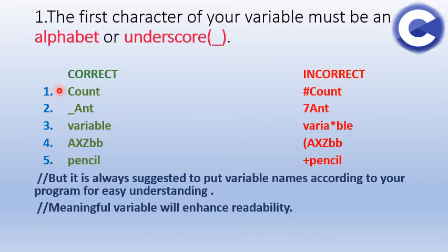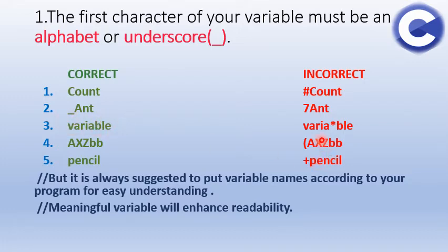That's why it is incorrect. In a second example, if you will see it is underscore ant. So underscore is acceptable in the first character of a variable, whereas here the 7 ant is incorrect because the first character of a variable is a number, which is not acceptable. Then third is your variable, which is totally up to the rules.